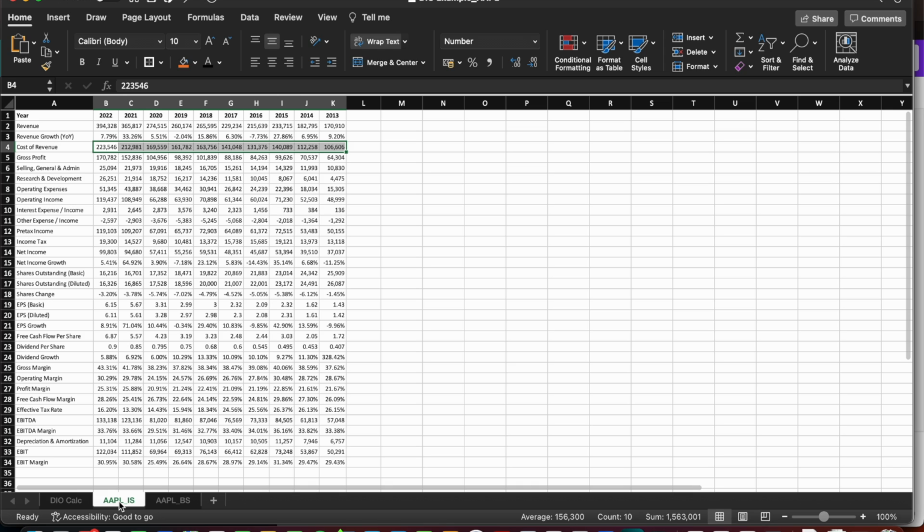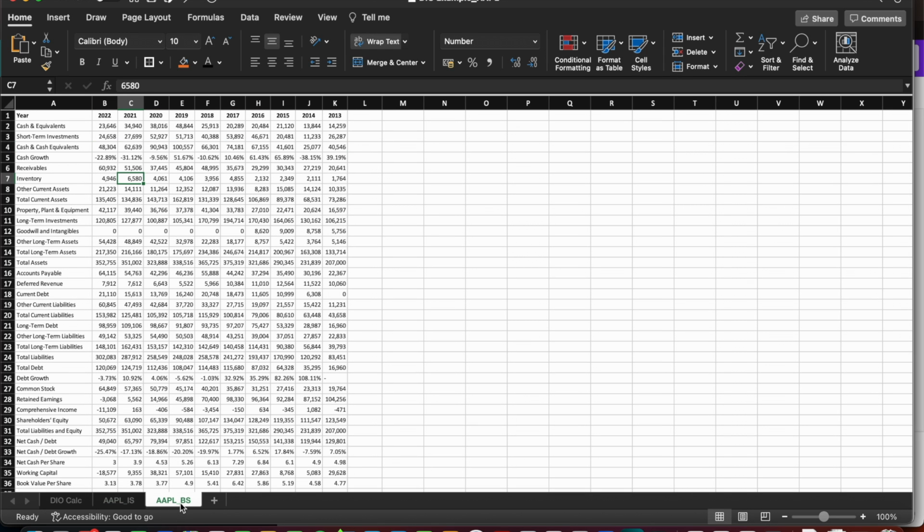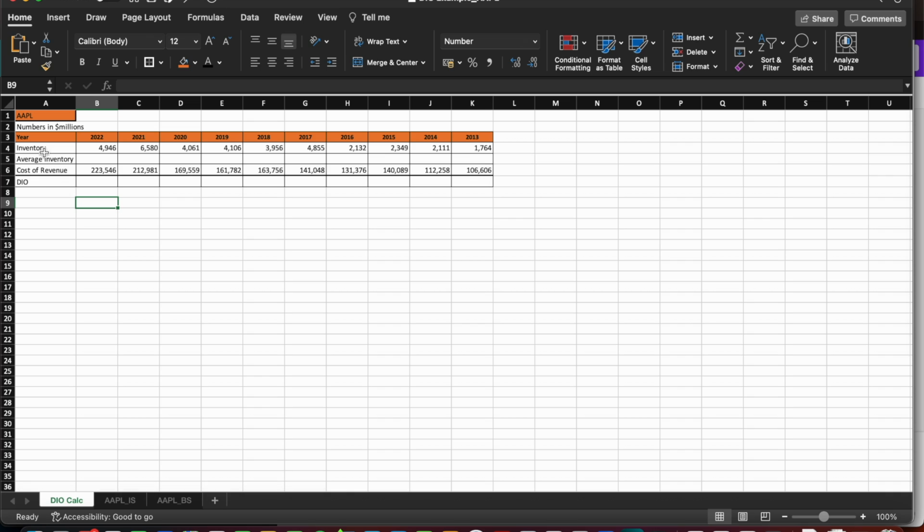Therefore, I have downloaded the income statement and balance sheet of Apple for the last 10 years, at least the numbers for the last 10 years. And I copied the inventory and cost of revenues into this spreadsheet just to get a better overview. The first thing you want to do is calculate the average inventory held over the fiscal year, which is a pretty simple calculation.